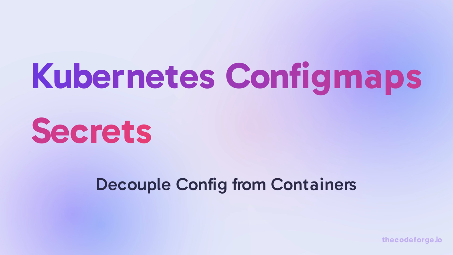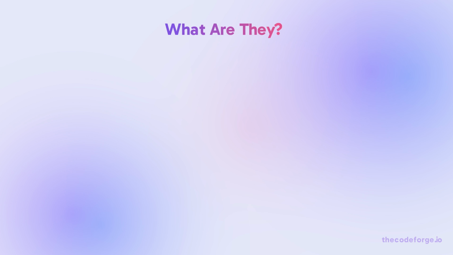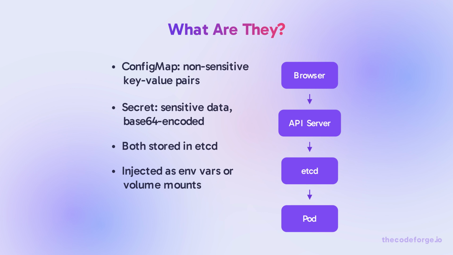Before we dig into that production issue, let's cover Kubernetes ConfigMap secrets. ConfigMaps and Secrets are Kubernetes API objects that decouple configuration from container images. ConfigMaps hold non-sensitive data like feature flags and URLs. Secrets hold sensitive data like passwords and tokens. Both are stored in etcd and can be injected into pods as environment variables or mounted as files.